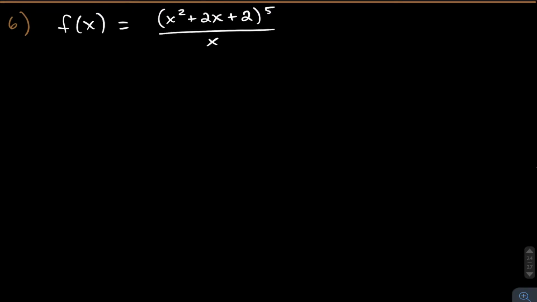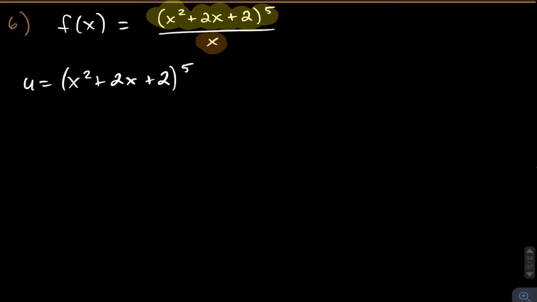Let's do f of x equals x squared plus 2x plus 2, that's going to be raised to the 5th power, and you're going to put that over x. So what are we going to have to do here? Well, we have a function over a function basically. So this is quotient rule. We have our top function, and we have our bottom function. The only difference is now we're going to have to use the chain rule for the top function. And that's the kick to this problem, the hardest part about this problem.